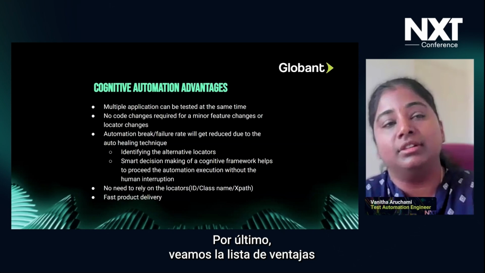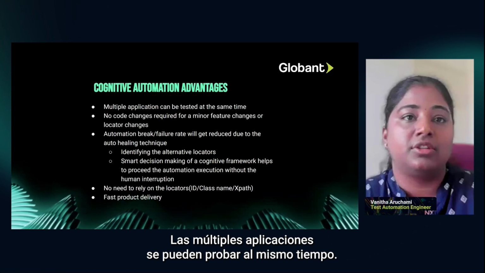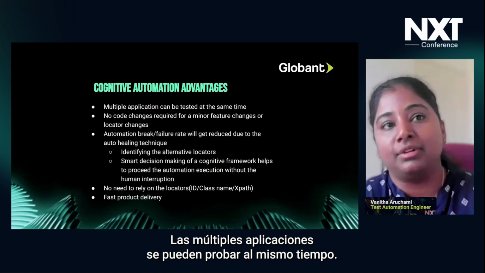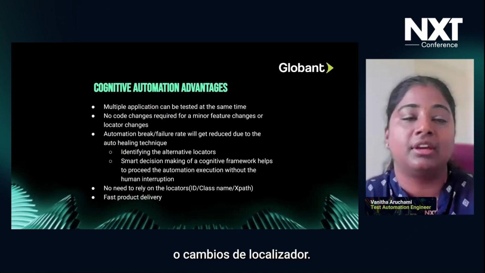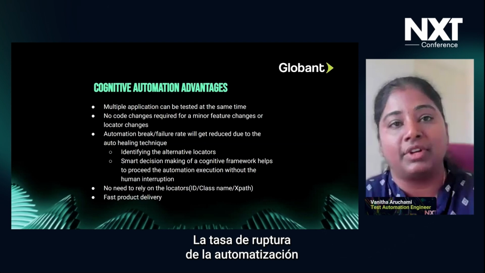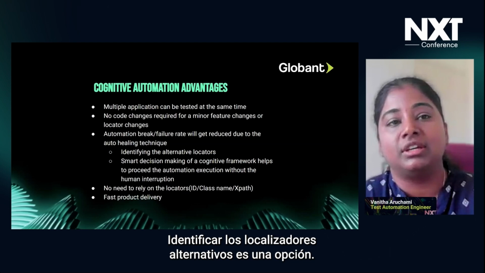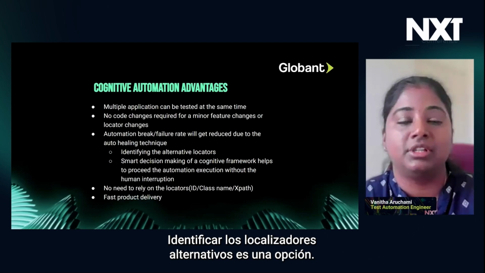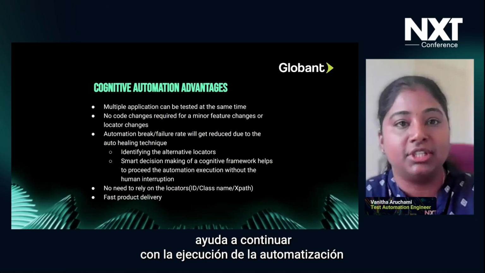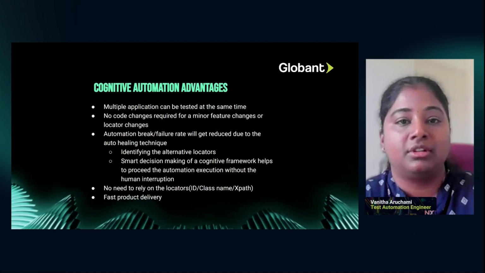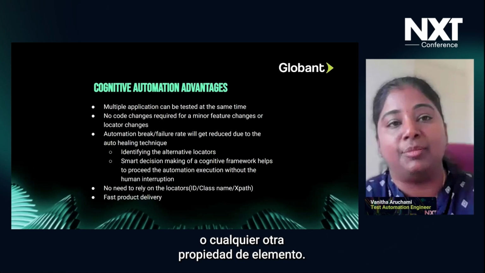So finally, there is a list of advantages of this cognitive automation framework. Multiple applications can be tested at the same time. There are no code changes required for a minor feature change or locator changes. The automation breaking rate or failure rate is reduced due to the auto healing technique. Even when identifying alternative locators is an option, the smart decision making of the cognitive framework helps to proceed with the automation execution without human interruption. There is no need to rely on locators like ID, class name, XPath, or any other element properties.